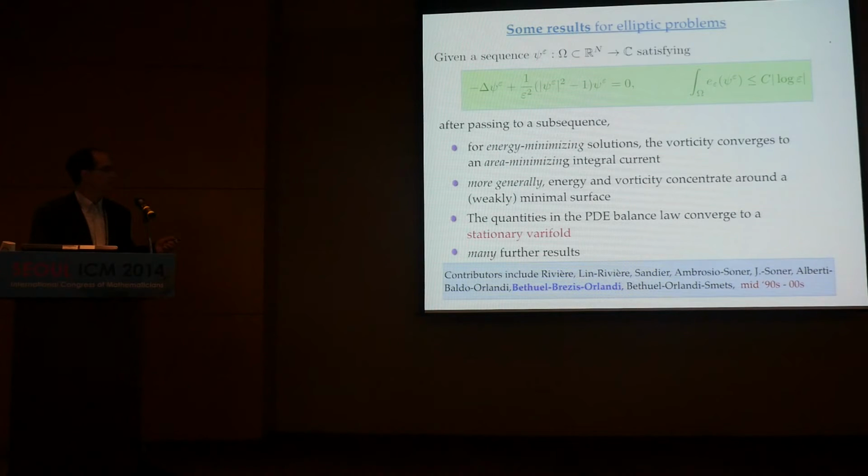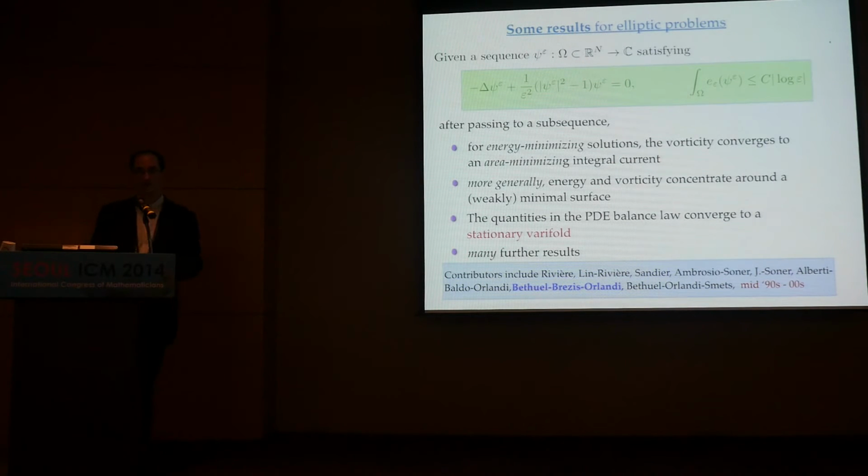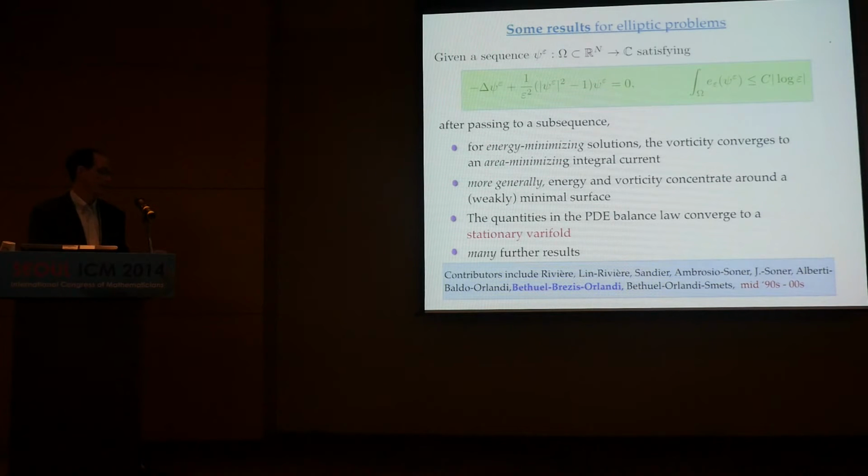More generally, if I only assume a sequence of solutions and I only assume energy bounds, then energy and vorticity concentrate around a weakly minimal surface. So a minimal surface in the sense of the definition of varifold on the previous slide. And in addition, roughly speaking, one can really pass limits from the PDE balance law to the geometric balance law. And then there are many further results.